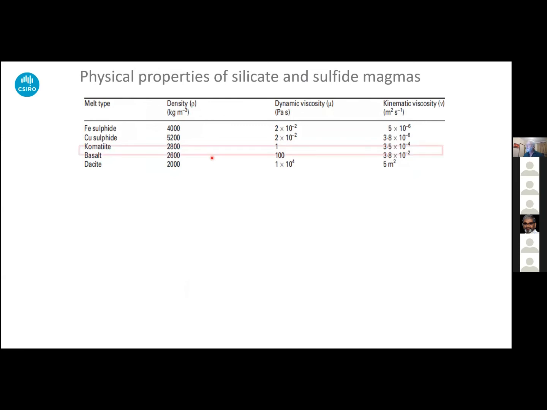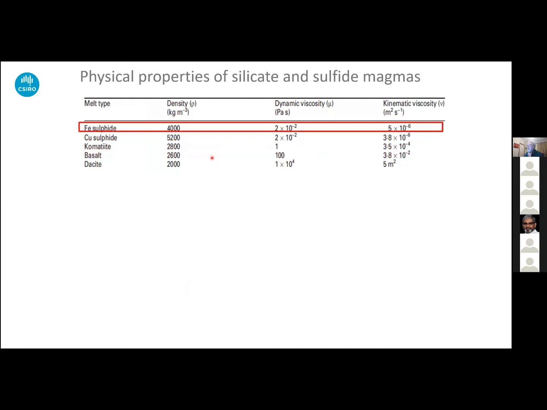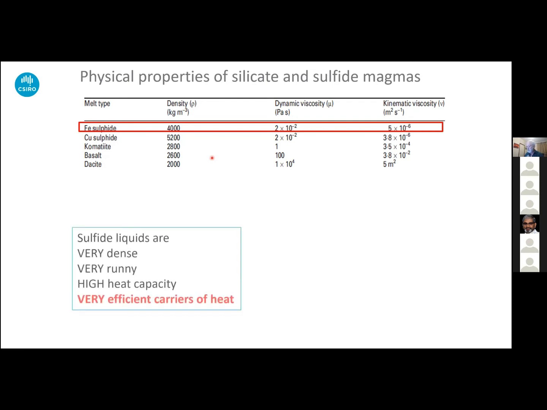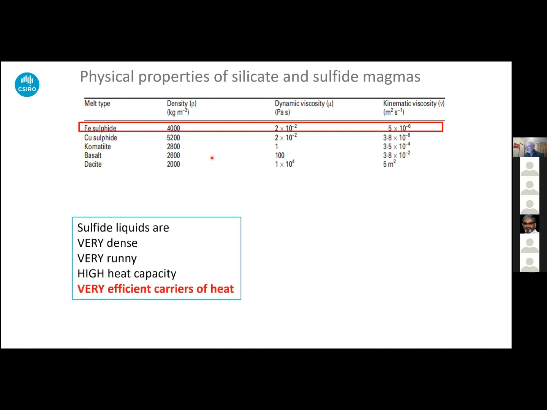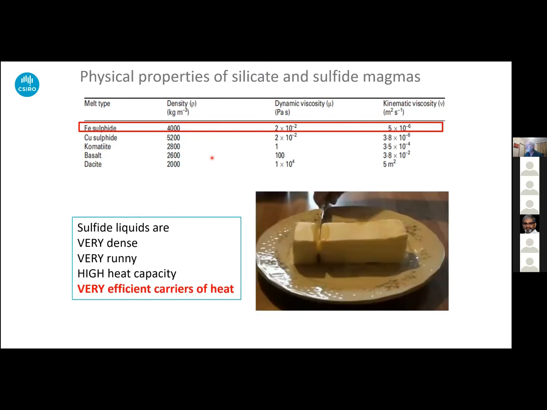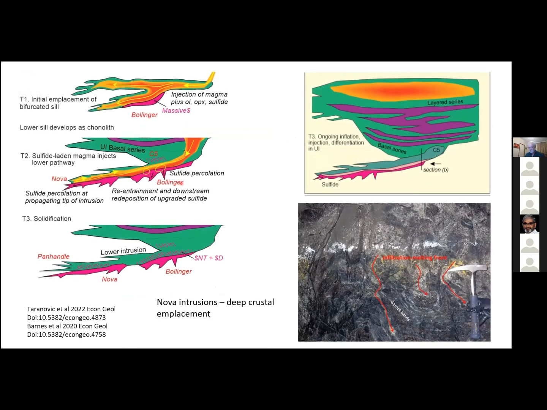But just before we do, just to make a quick point about the physical properties of sulfide melts. There's a couple of things to say. Sulfide liquids are very dense. They're also very runny. They've got very, very low viscosities, less than that of water at typical magmatic temperatures. They also have a very high heat capacity, so they're enormously efficient carriers of heat. So sulfide liquids in cracks are essentially hot knives through butter. And I think that explains a lot of the complexity of the kind of features that we see.